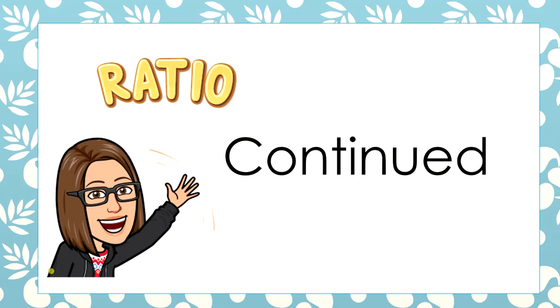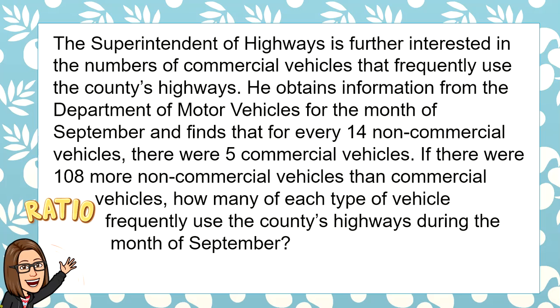We're going to go through one more problem before we actually try them out. So let's look at this one. It says, the superintendent of highways is further interested in the number of commercial vehicles that frequently use the county's highways. He obtains the information from the Department of Motor Vehicles for the month of September and finds that for every 14 non-commercial vehicles, there were 5 commercial vehicles. If there were 108 more non-commercial vehicles than commercial vehicles, how many of each type of vehicle frequently use the county's highway during the month of September?